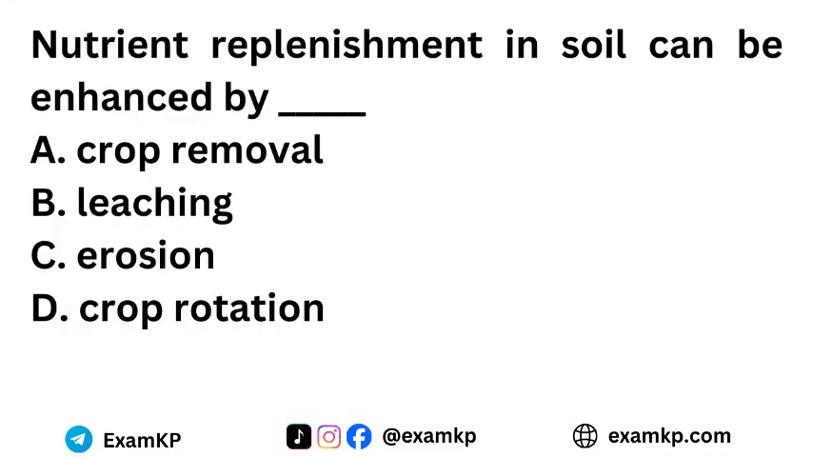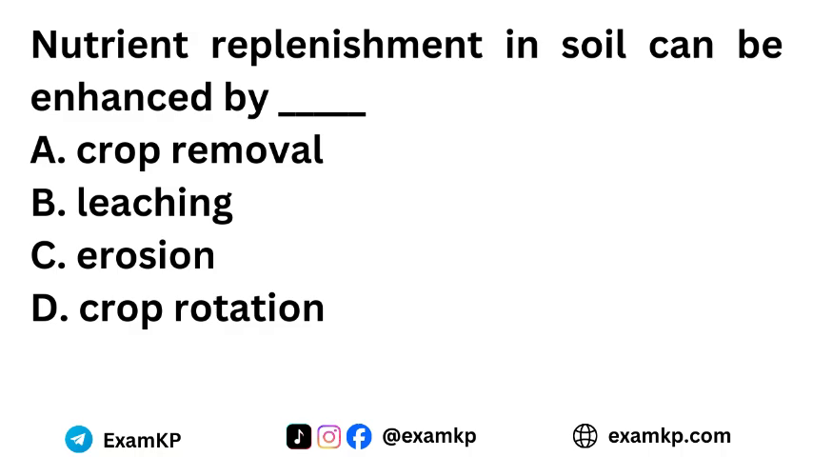Let's try a JAMB objective question. It says nutrient replenishment in soil can be enhanced by, and then gives 4 options. Now, this question is testing if you understand which farming practices add nutrients and which ones take them away. Take a second to think it through. You know, the best way to tackle these objective questions is by elimination. Let's look at the options.